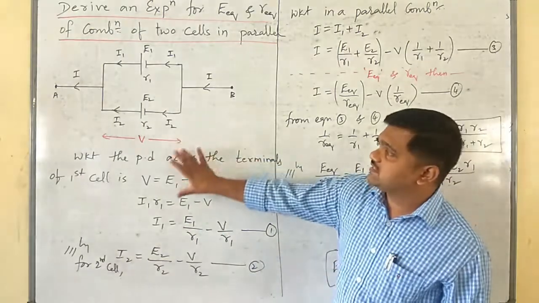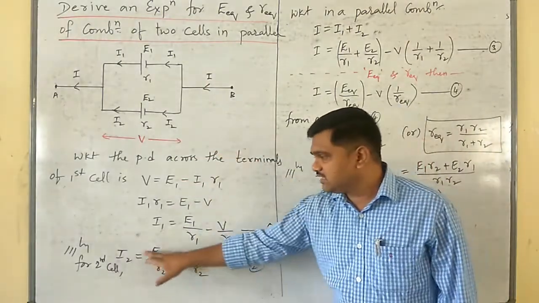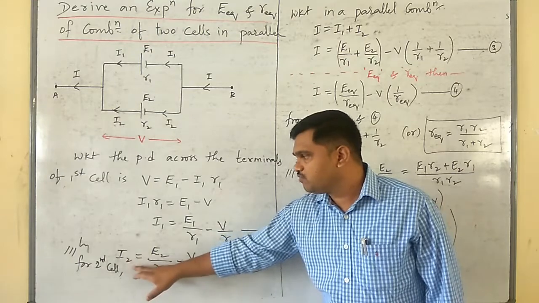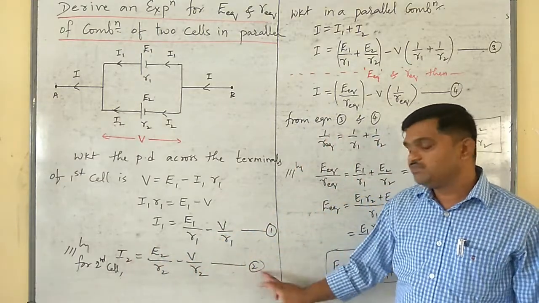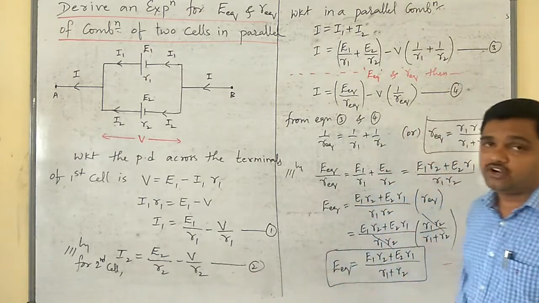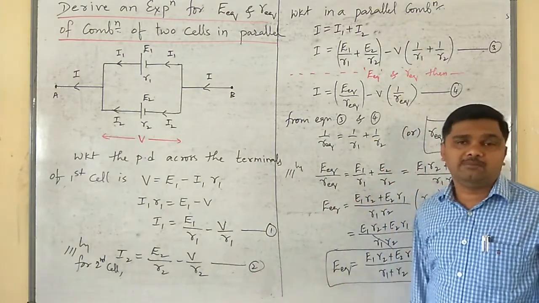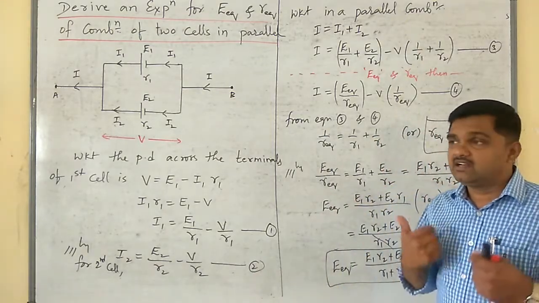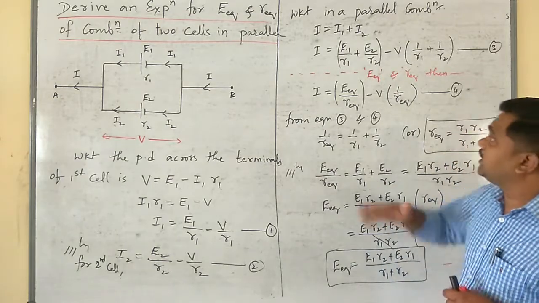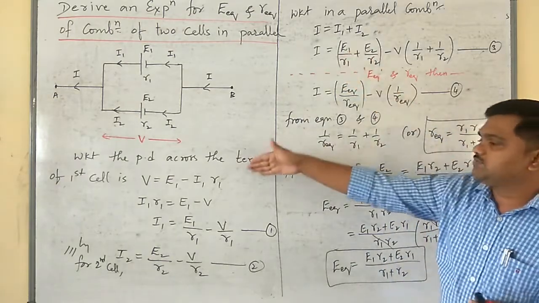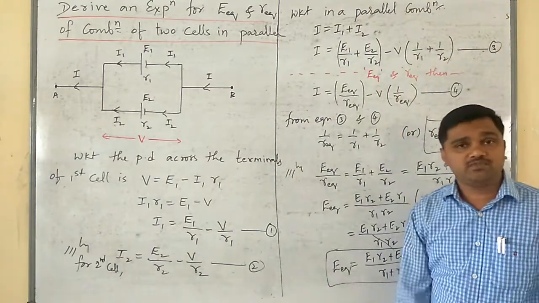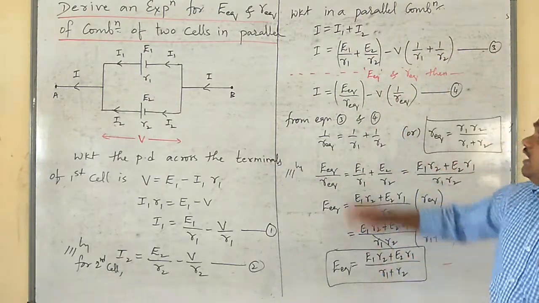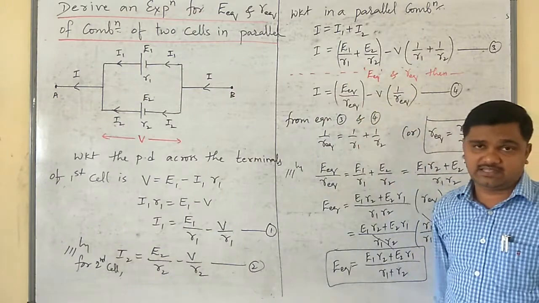Similarly, if we apply the same thing for the second cell, then the expression for current will become I2 is equal to E2 by R2 minus V divided by R2. Call it equation number 2. In any parallel combination, we can take I is equal to I1 plus I2. Therefore, on substituting the values of I1 and I2, we get equation number 3. Next, here you have to write one sentence.